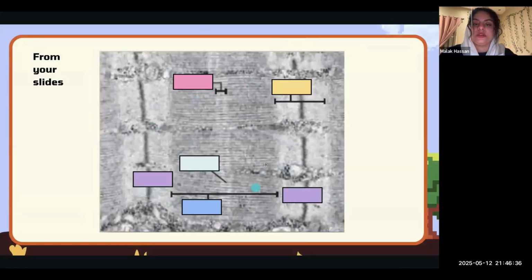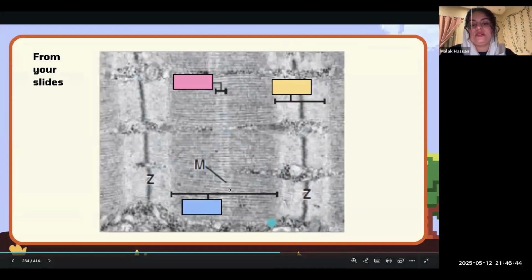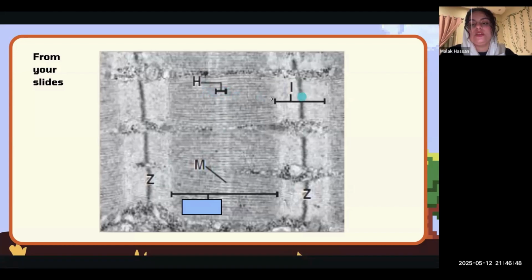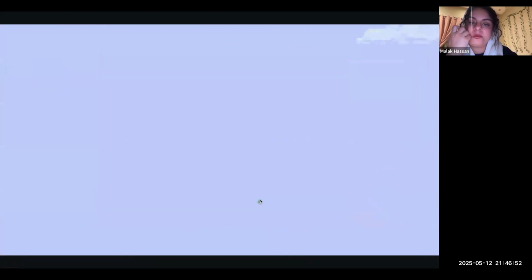Now this is an electron microscopic image. What are each of these? First of all, these are the Z lines. And then after that, this is the M line. This is the H band. This is the I band. And this is the A band.